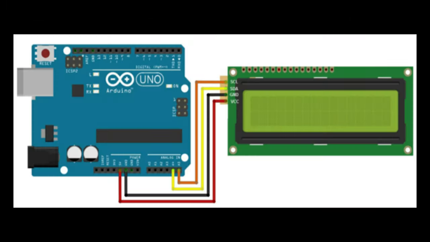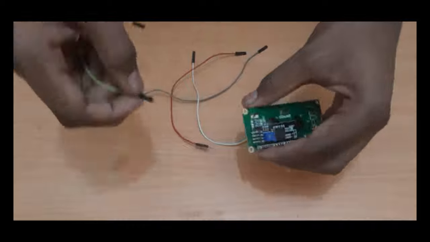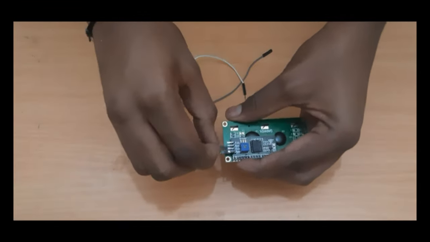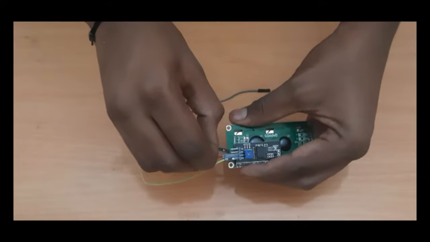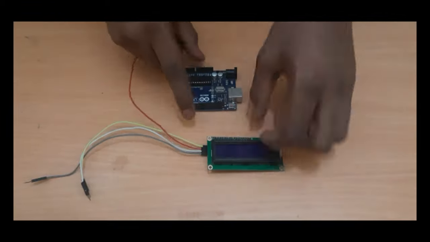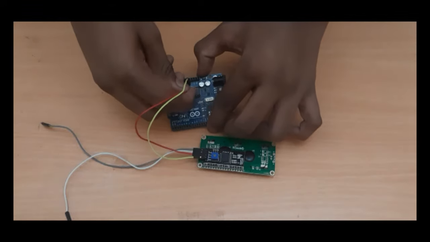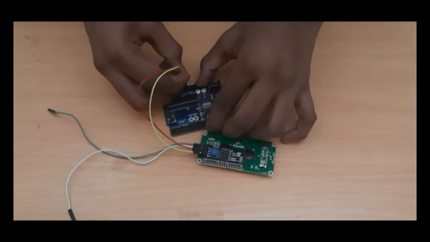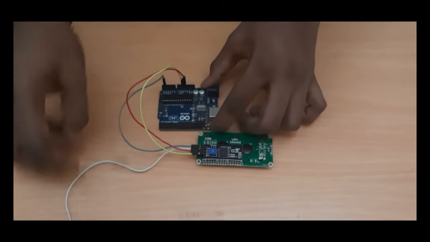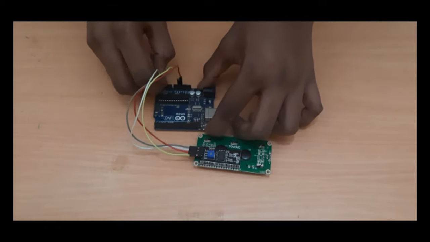This is the circuit diagram for this project. First, take the LCD module and connect the 4 male to female jumper wires to it. Now connect the SDA pin of the LCD module to the analog 5 pin of the Arduino board and the SCL pin of the LCD module to the analog 4 pin of the Arduino board, VCC pin to the 5 volt pin of the Arduino board, and the ground pin to the ground pin of the Arduino board.